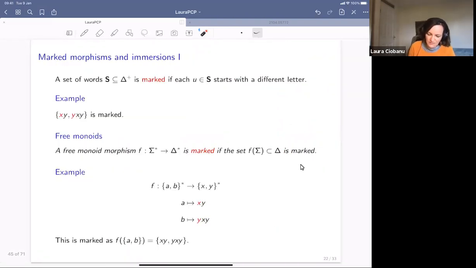So what is a marked morphism? We're sticking to monoids just for now. So a morphism F is marked if the images of the generators form a marked set. So for example, just go with the map from all words on AB to all words on XY. If A goes to XY and B goes to YX, you're looking at the set of images, and that is marked because it's exactly what I started with. So that's what you're looking for.